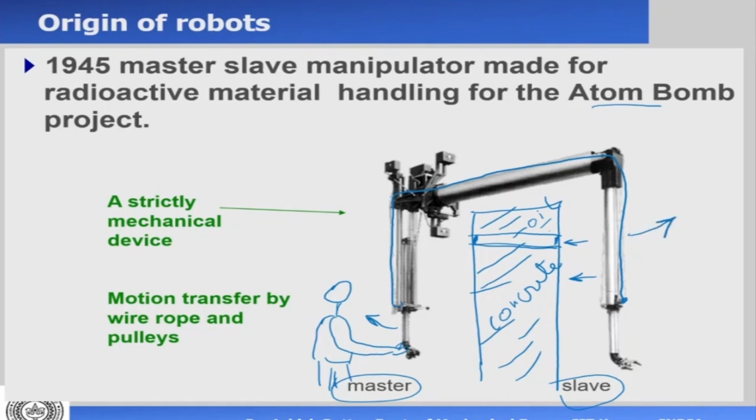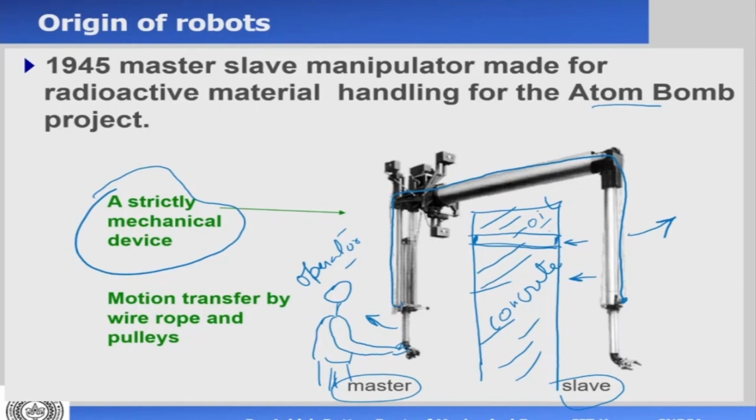So there are 4 or 5 joints, and the master can be operated by the operator. Whatever the operator does, the slave also does the same thing. So you could do very simple tasks like pick and place an object, or go and pour liquid into a glass, but not complicated motions, by using this master-slave manipulator. More importantly, this is strictly a mechanical device. There is no controller, there is no sensor, there is no program, there is no computer, of course.